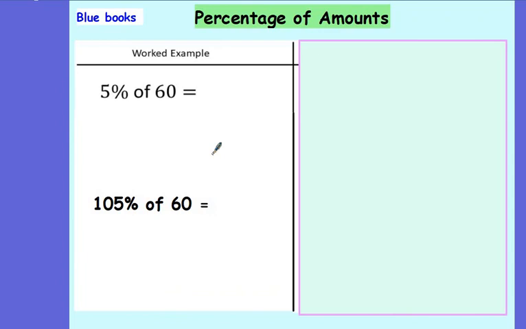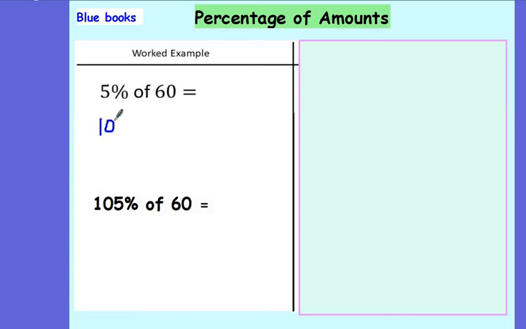Okay, Year 7, in your dark blue books, can you give me the title percentage of amounts, or just carry on underneath our notes from last lesson? I'm going to go through some examples and then you're going to do some examples. So to start off, I'm going to find 5% of 60.